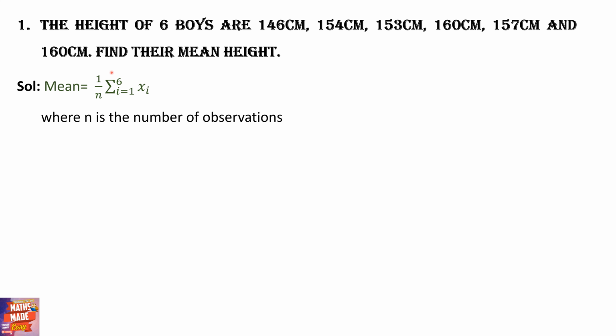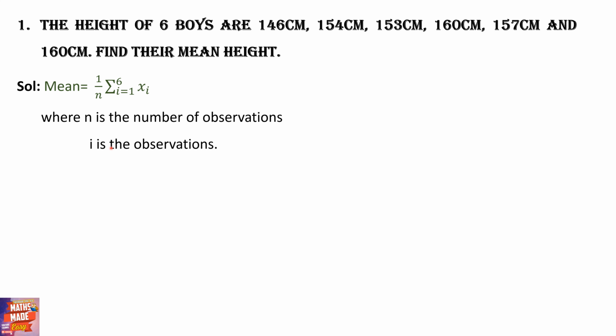How to write this value? There are 6 observations, right? So x1. In place of i, just substitute 1 first. Then x, or xi, will be 146 centimeter. Yes, x with base 1 would be 146 centimeter. x2, that is x with base 2. I'm saying just x2, right? But if you want to pronounce it correctly, then you should pronounce it as x to the base 2. x2 would be 154. Similarly, replace it with 3, 4, 5, 6.